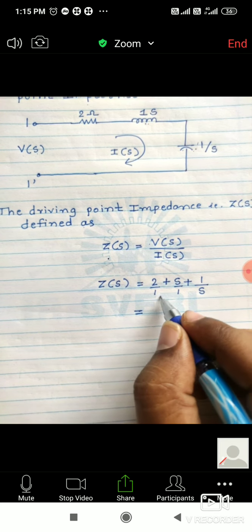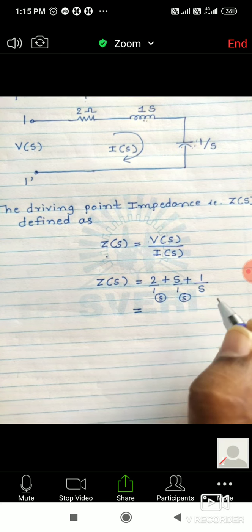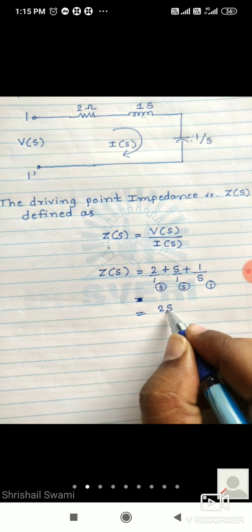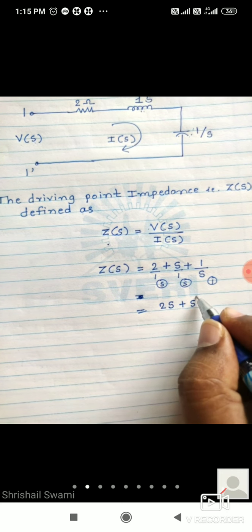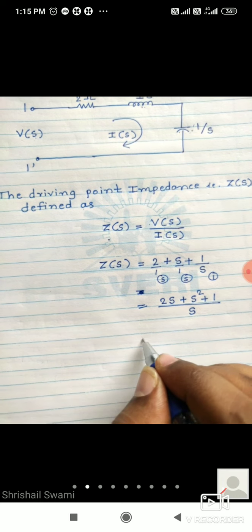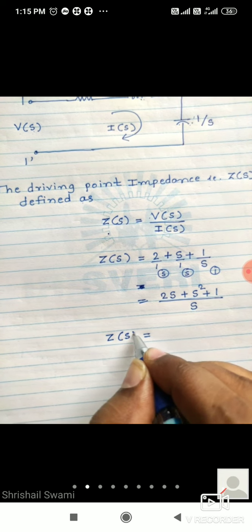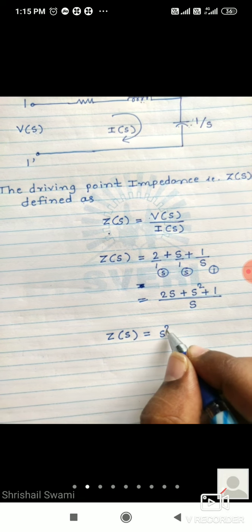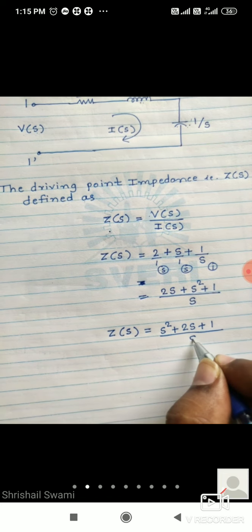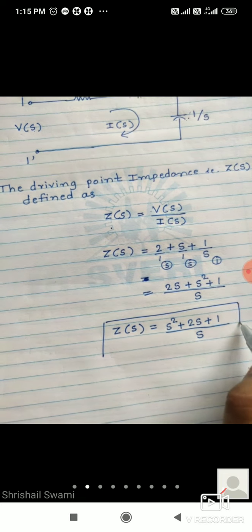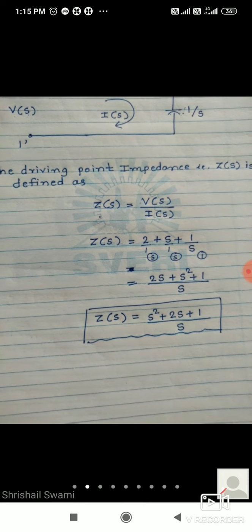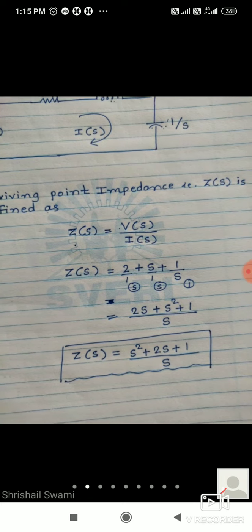If we take the LCM, multiply S and multiply 1. So you will get S into 2, that is 2S. S into S means S square. 1 into 1 means 1, divided by the LCM, which is S. So rearrange properly according to the quadratic equation: S square plus 2S plus 1 divided by S. So this is the answer of Z of S.